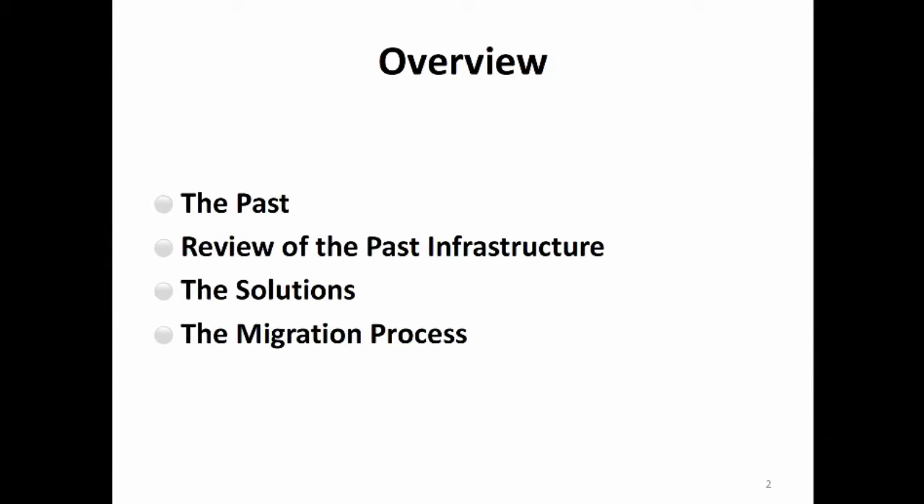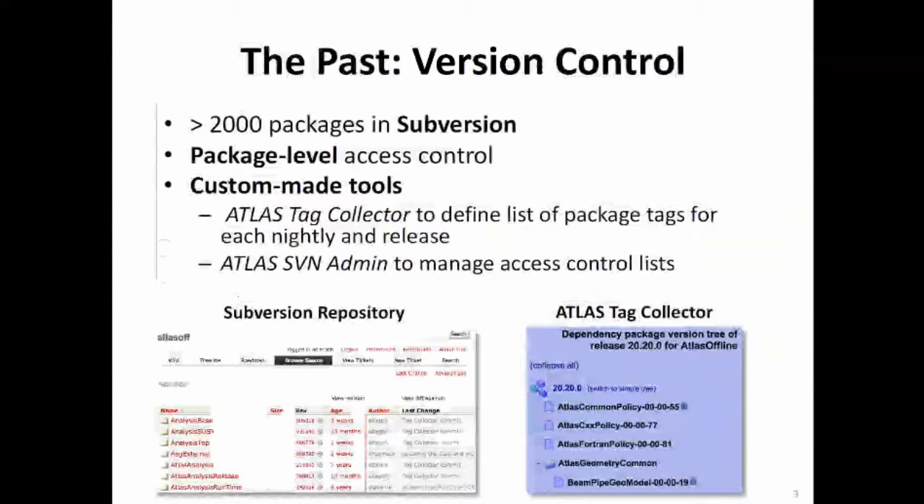So in this talk, I'll actually be mentioning lots of tools. Maybe you'll find your favorite tool in there. Okay, let's start with the tools that we used in the past for version control. In the past, we used Subversion. When I talk about the past, I mean until about half a year ago, we used all these tools. So until about half a year ago, we used Subversion to do version control of our offline code.